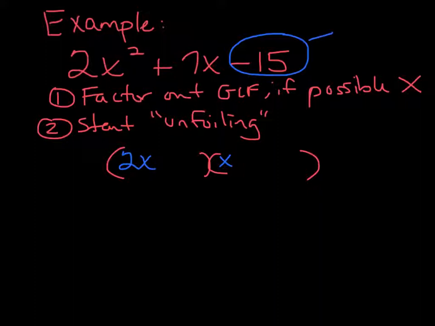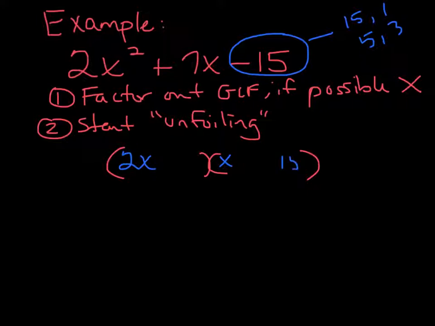And the sign we'll figure out later. But it could be a 15 and a 1, or it could be a 5 and a 3. And I have to find the right combination that if I put it in the back, I can make a 7x from the middle. So let me just show you what I'm doing.